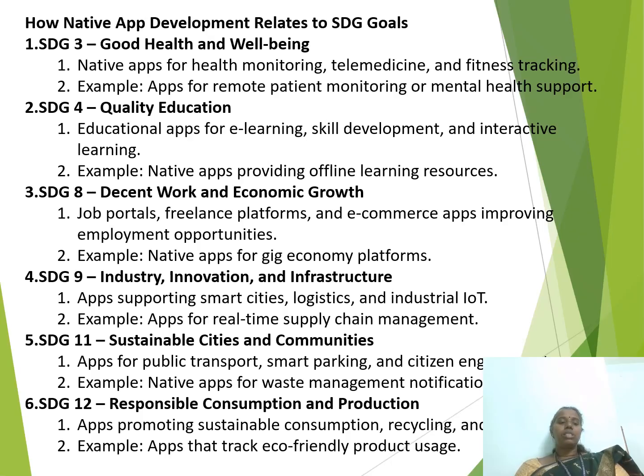The last goal is SDG 12, responsible consumption and production. They ensure sustainable consumption patterns. Native apps help with recycling information apps, carbon footprint tracking apps, eco-friendly product tracking apps, sustainable shopping apps. For example, apps that track energy usage, apps promoting reusable products, apps monitoring eco-friendly purchases. It encourages sustainable habits, reduces waste and promotes environmental awareness.